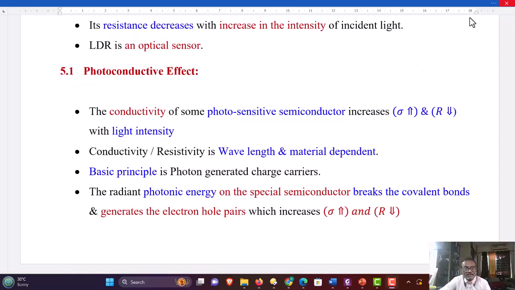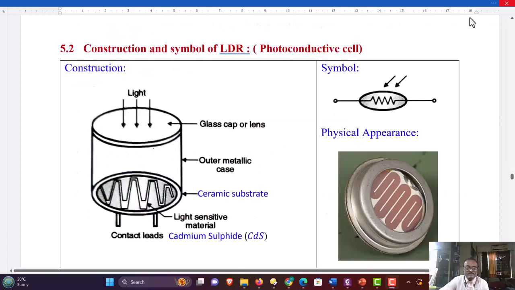It should be noted that the conductivity and resistivity are wavelength and material dependent, and therefore for different lights in the light spectrum, different materials can be used for detecting them. The basic principle is photon generated charge carriers. A typical construction is shown in the following figure.